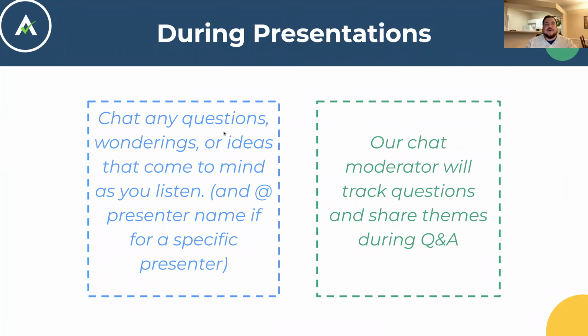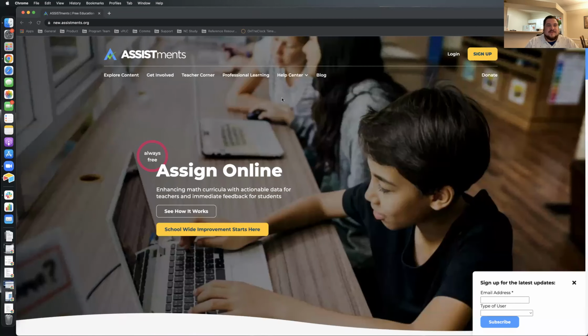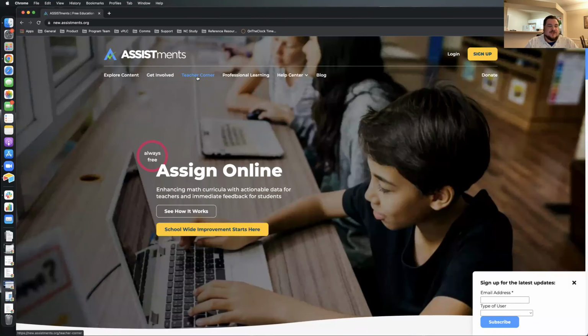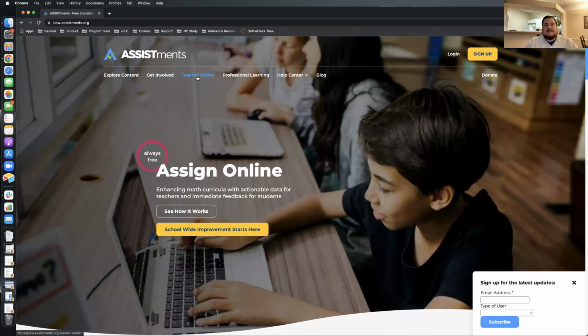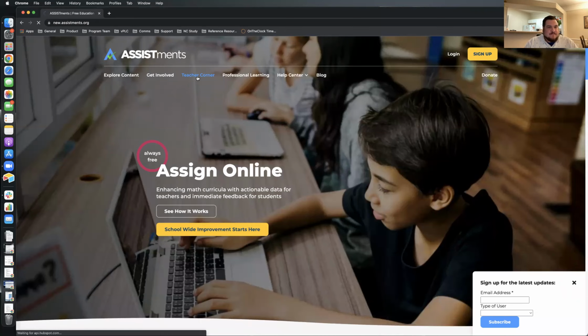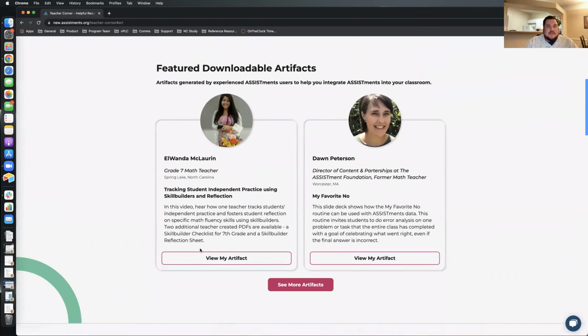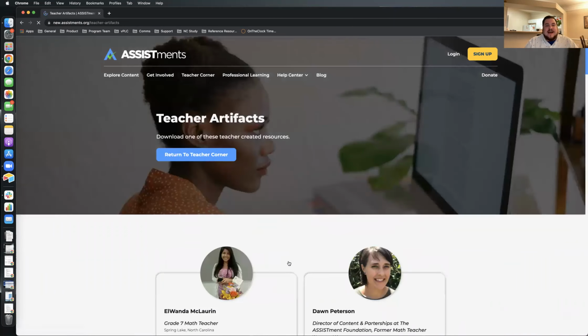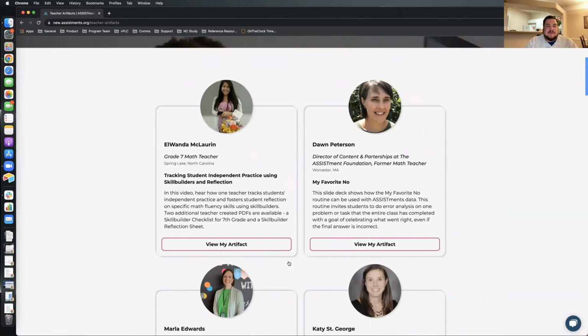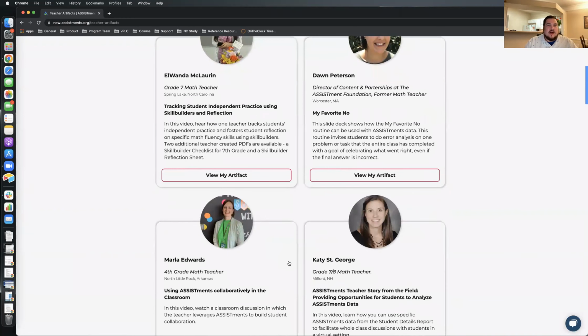And in the meantime, I just want to spotlight a few teacher-created resources in our Teacher Corner that align with some of the themes coming up in Brandon's and Maria's presentations. If you go to the Teacher Corner and click Classroom Artifacts, we have a whole bunch of different artifacts from teacher users of ASSISTments that can help you support these equitable practices in your classroom.